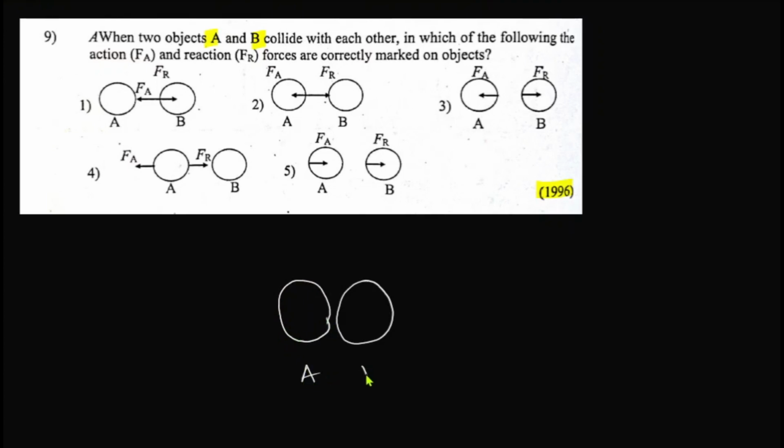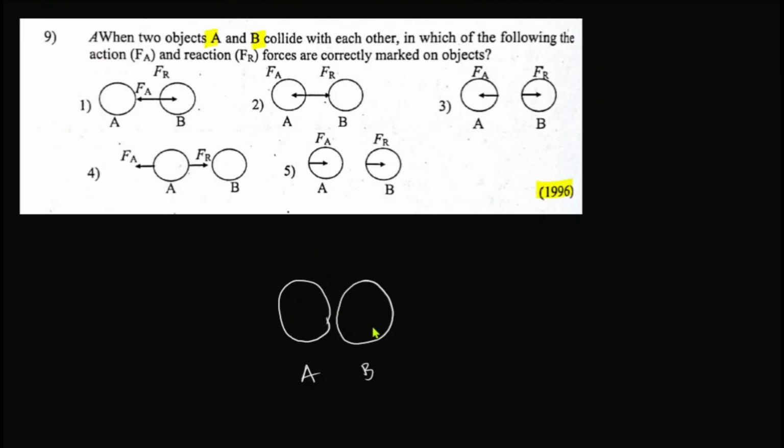If this is A and this is B, when these two collide, we usually draw them without a contact surface, right? We draw it contactless, because that is how free body diagrams are drawn. You do not draw it such that it is in contact. That is because in that case you will not be able to clearly show on which surface which force is acting. So therefore, we draw it contactless.